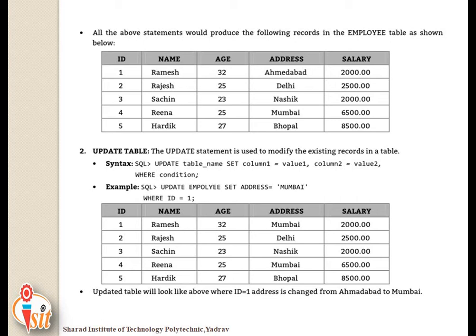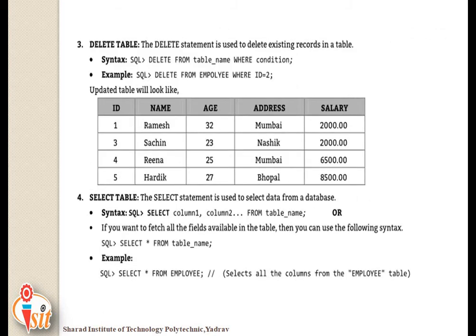Here see the following table. In that, Ramesh is having ID 1, but the address gets updated from Ahmedabad to Mumbai. The updated table will look like above, where ID 1 address is changed from Ahmedabad to Mumbai. Likewise you can update the table.